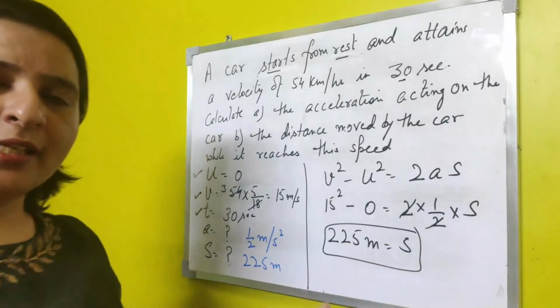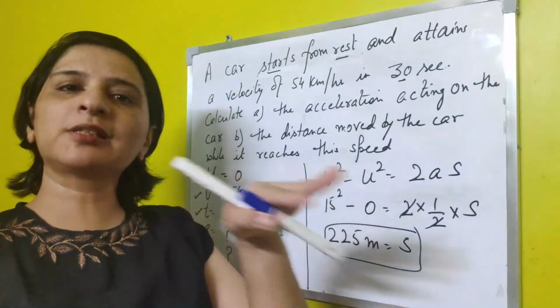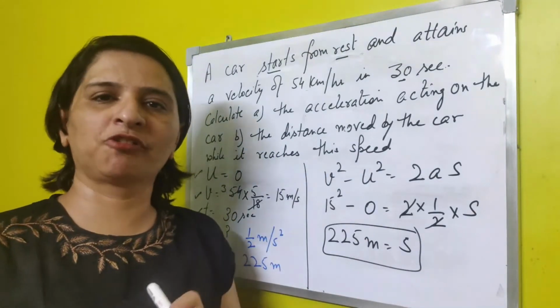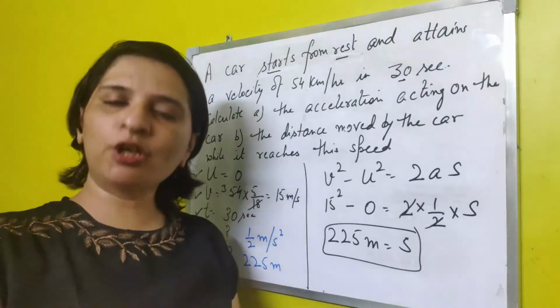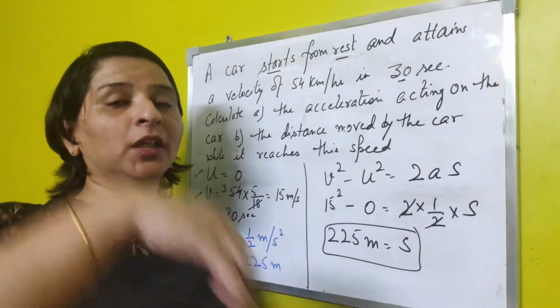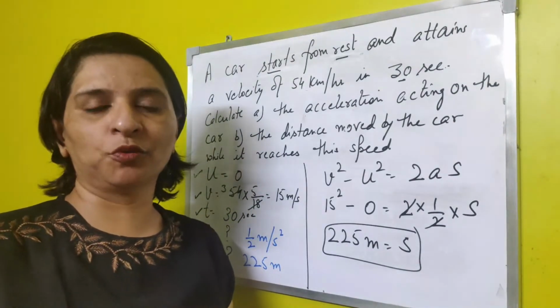Now this is the case when we have talked about the horizontal motion. Okay, horizontal straight line motion. As we know that equations of motion are valid for straight line motion, and we have right now talked about a horizontal motion. For vertical straight line motion also, we can apply these equations of motion.